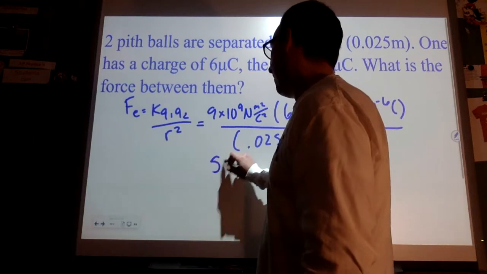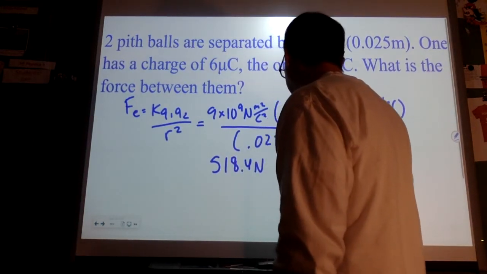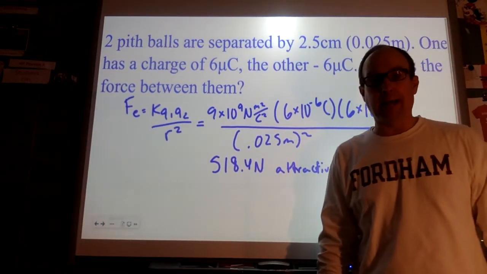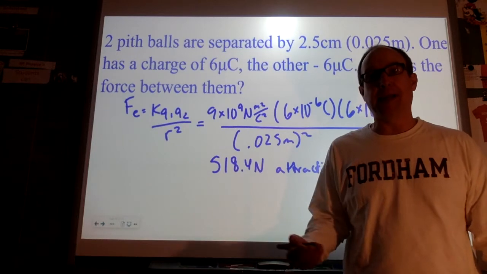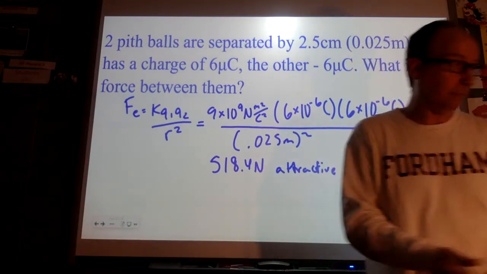And I have 518.4 newtons, and I'm going to say that that is attractive. So I know it's attracting. I don't know what that direction is. You would have to have a free body diagram or some kind of picture to actually be able to tell, right?